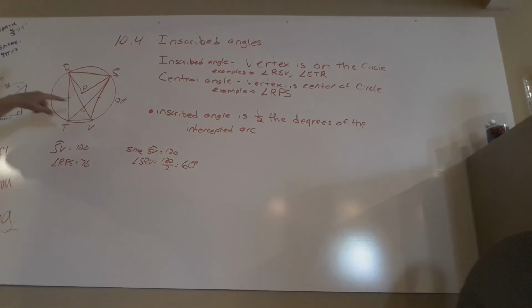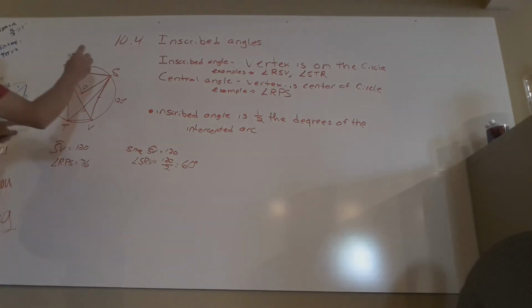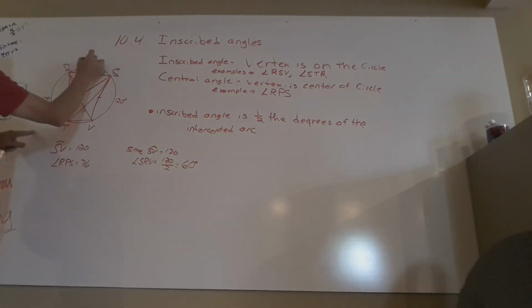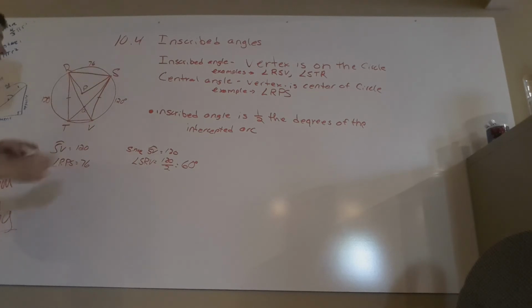Okay, some other things on this. They're not perpendicular, they are congruent. This SV is congruent to RT, so therefore this arc is also 120. Okay, they gave us that RPS equals 76, and you know that central angles are equal to the arc on these. So I'm going to write up here that this is 76.